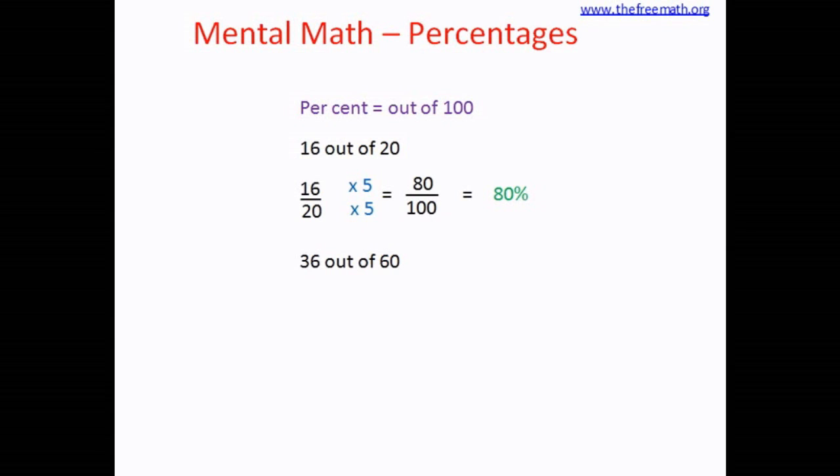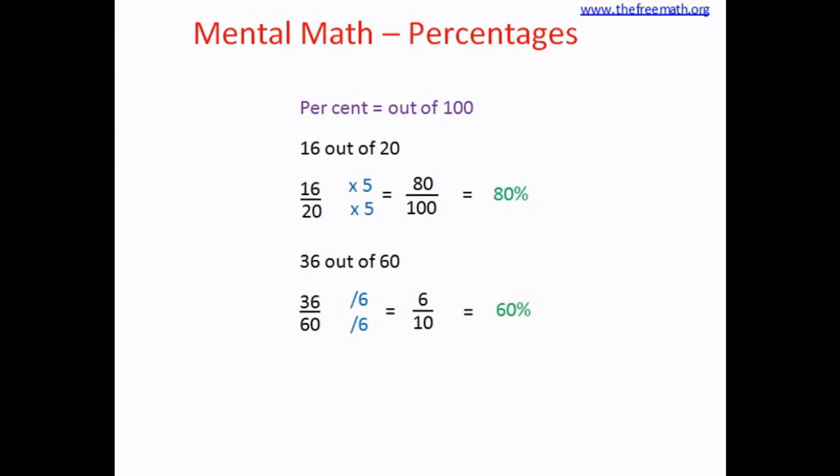If it is 36 out of 60, again I am writing this as a fraction, 36 over 60. Now 100 is not divisible by 60, so I cannot multiply 60 by something and get 100. But what I can do is I can get the denominator as 10. That is quite easy. Let's divide by 6, so we get 6 over 10. And 6 over 10 means 60 over 100, that means 60%.